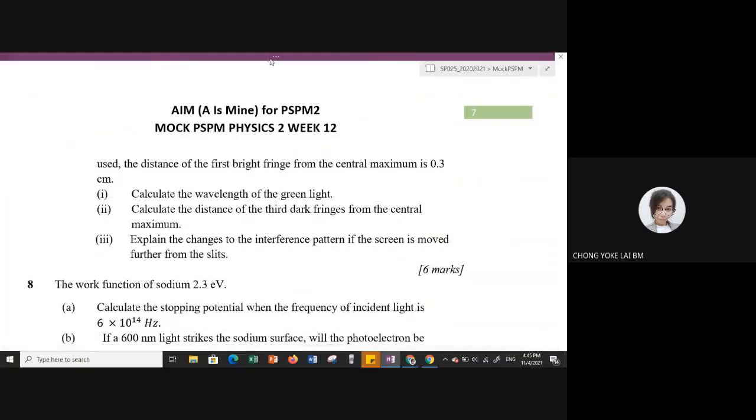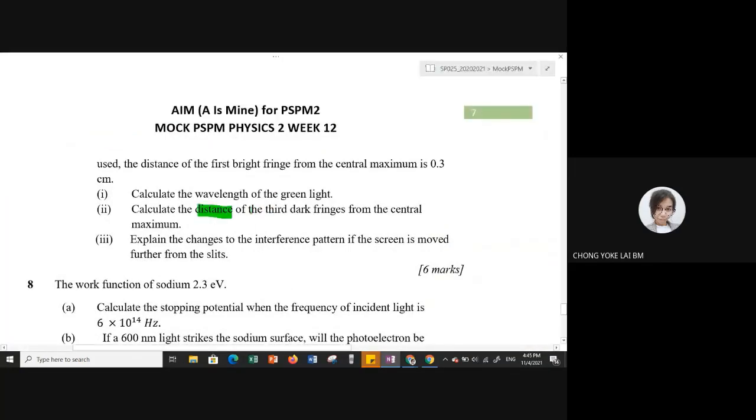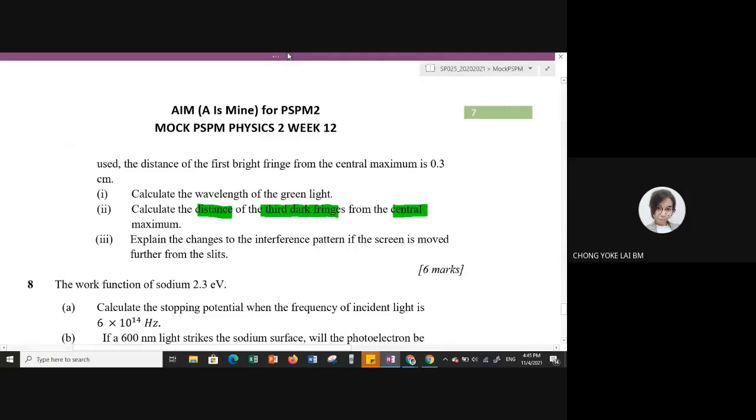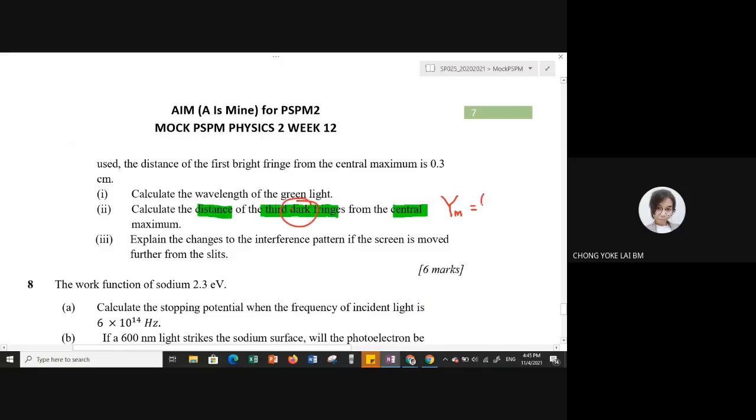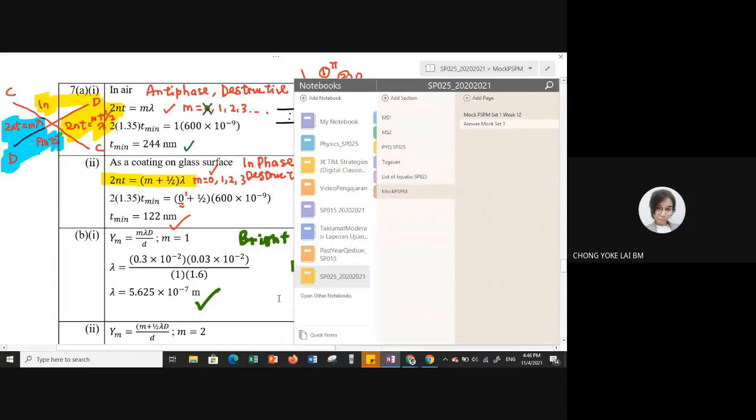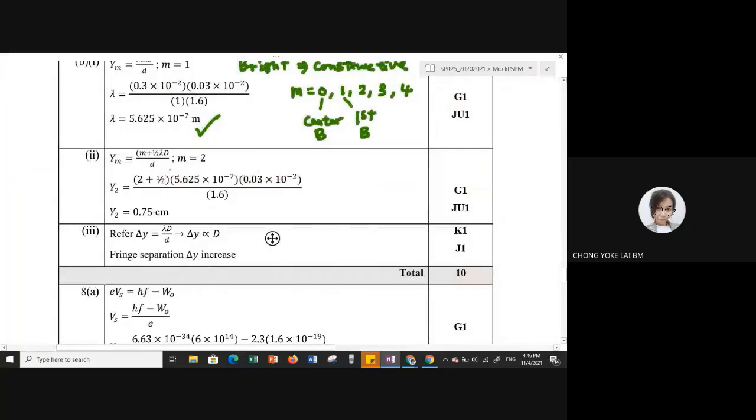Calculate the distance of third dark fringe. Kita nak cari pula distance of third dark fringe from the center. So kita masih guna YM. Tetapi sekarang ni kita nak cari dark. Kalau dark, kita mesti guna syarat M plus half lah. Lambda D over D. Okay? So syarat kita jadi M plus half. Kalau bright kita ada YM is M lambda D over D. Okay, so sekarang kita nak dark become M plus half lah. Okay, so kita guna formula tu. So YM is M plus half lambda D over D.